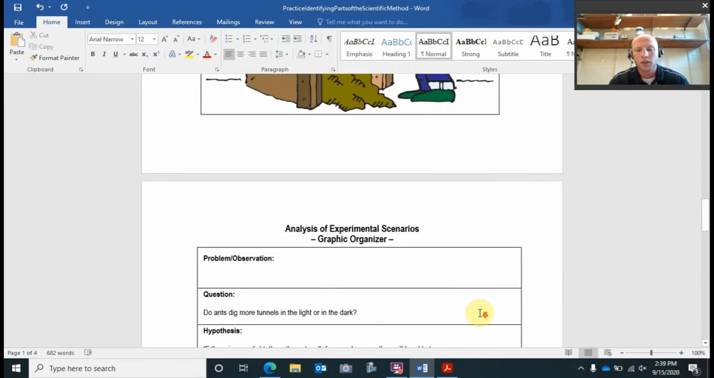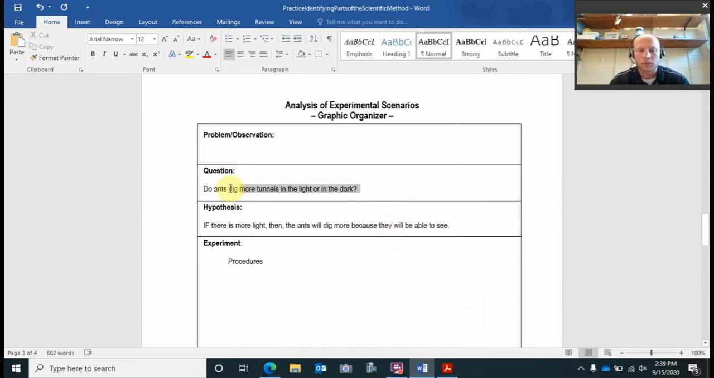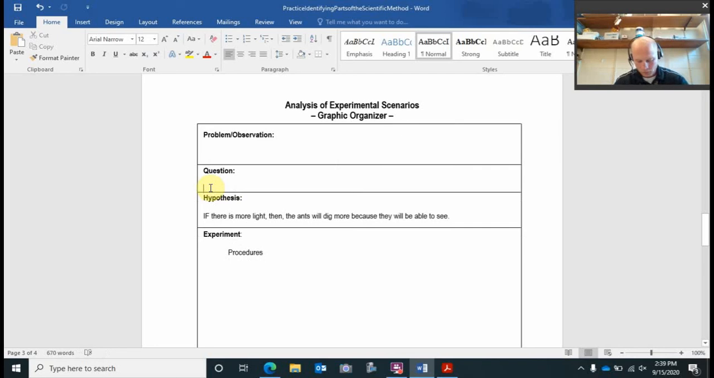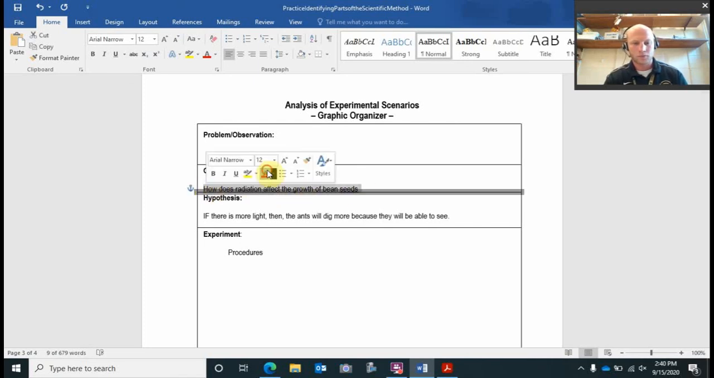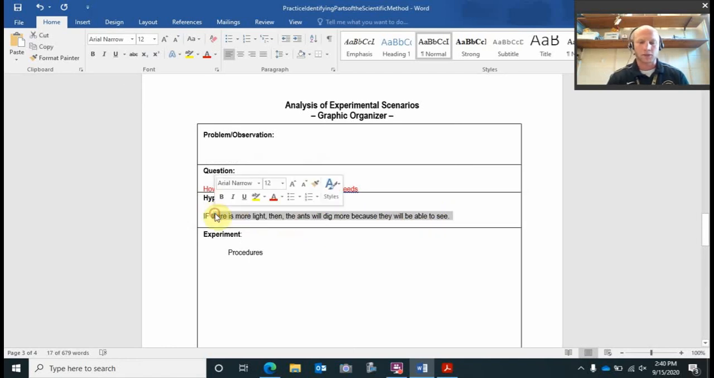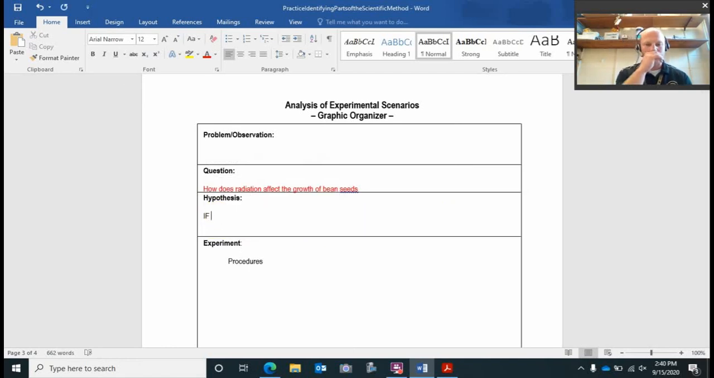Okay. So let's go ahead. What's our question here? Let me see. How does radiation affect the growth of bean seeds? Okay. Well, what's our hypothesis? Our hypothesis, right? We're going to answer our question.